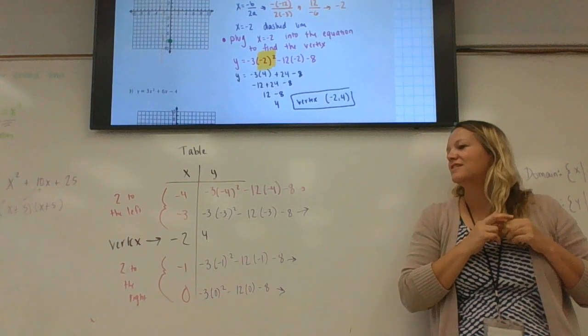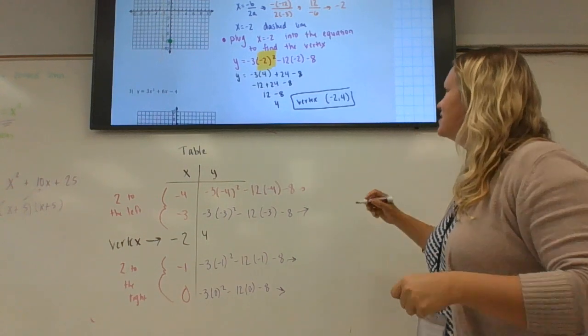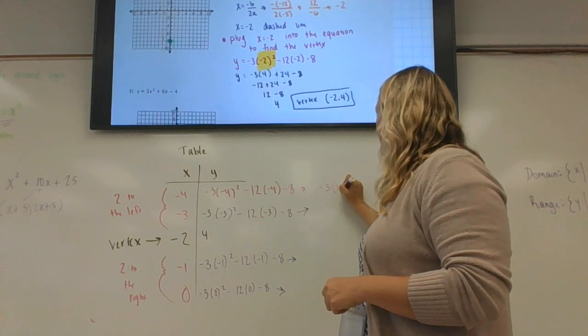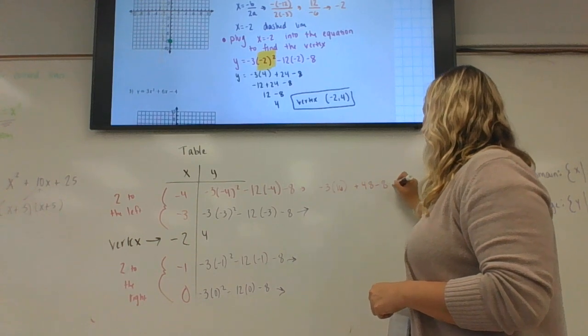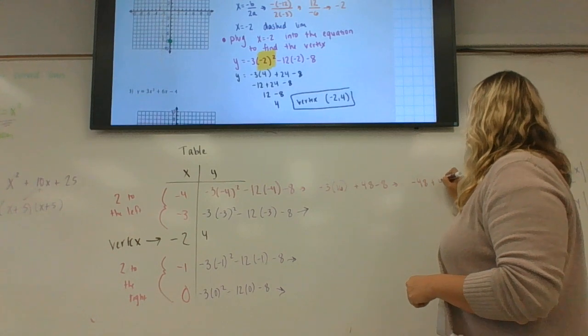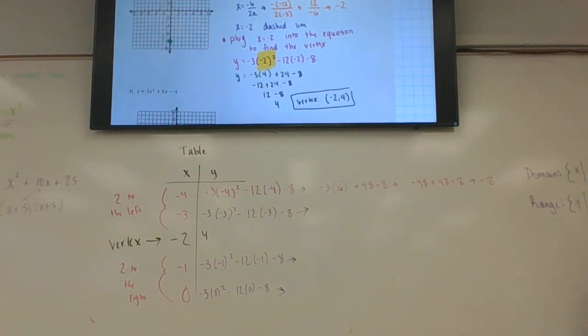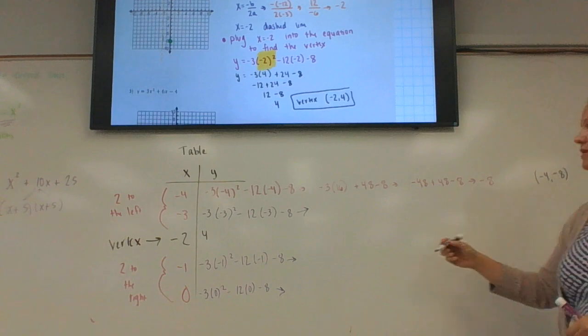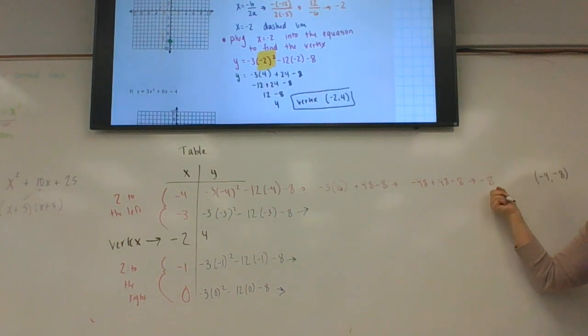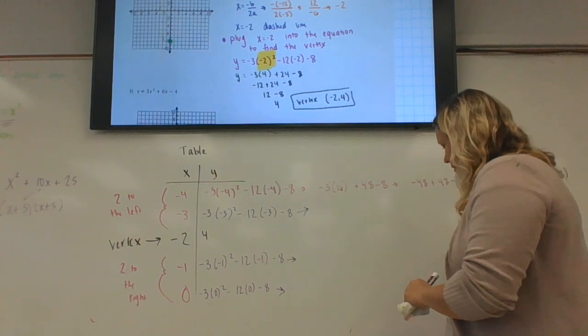Check it out. Check out your math for -4. No, it's -4 right there. It's an input and an output. All right, who got the -4 on the right? All right, let's try the next one.